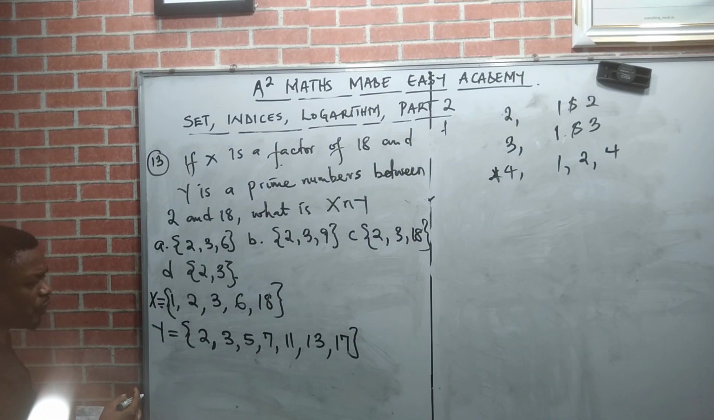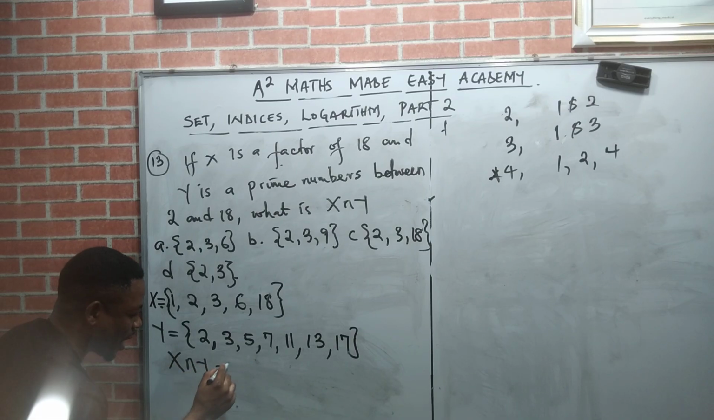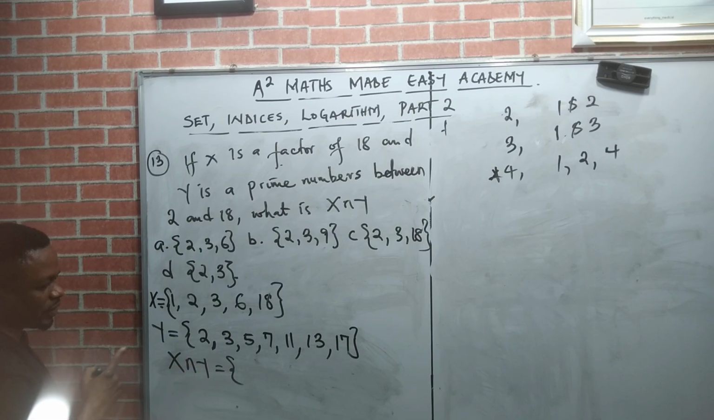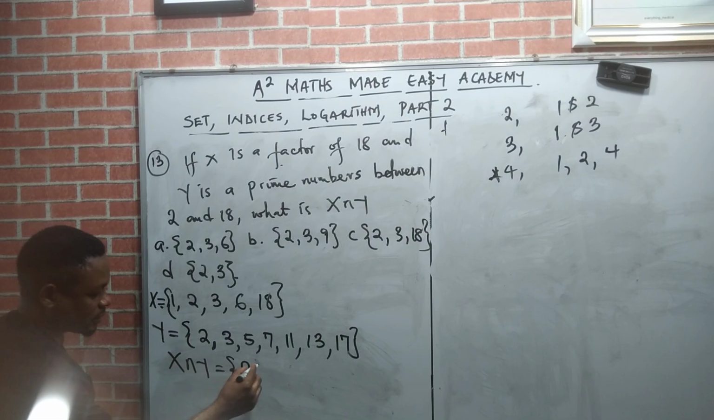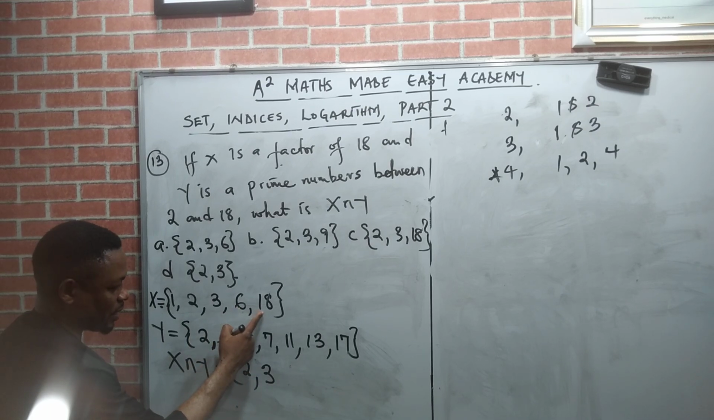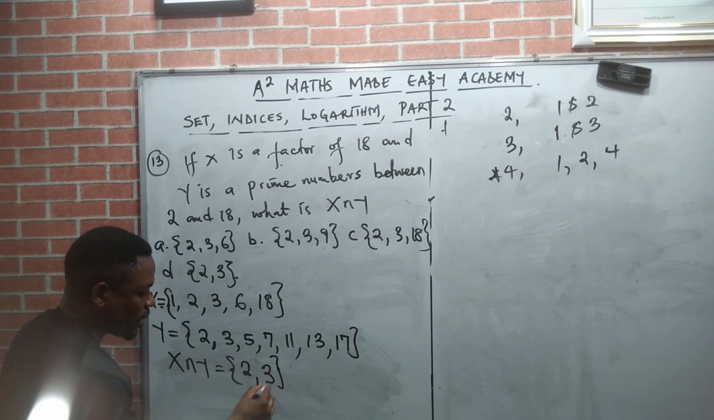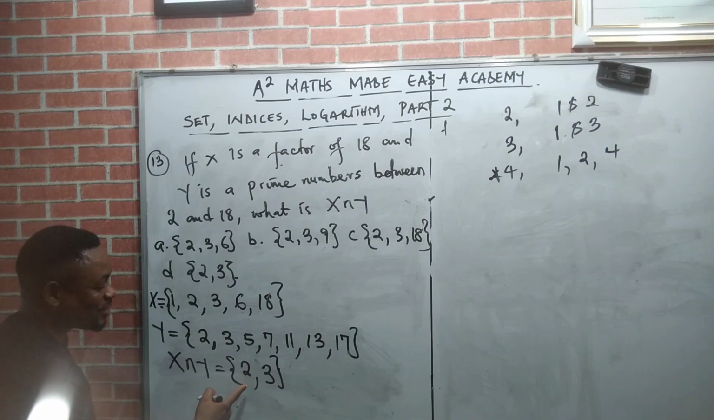But what are we looking for? Having known the elements of set x and the elements of set y, what are we looking for? What is common between the two? Are you ready now? Now let us observe it. There is 2 here, there is 2 here. There is 3 here, there is 3 here. There is 6 here, no 6 here. There is 18 here, no 18 here. So the only numbers common between x and y are 2 and 3.